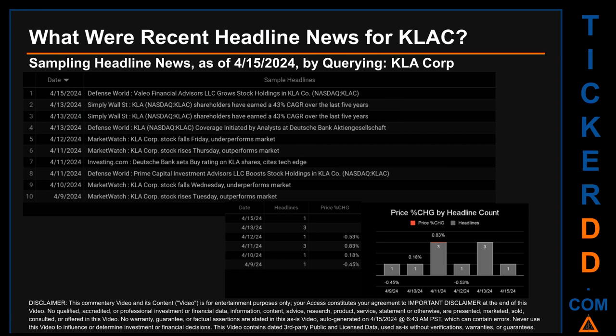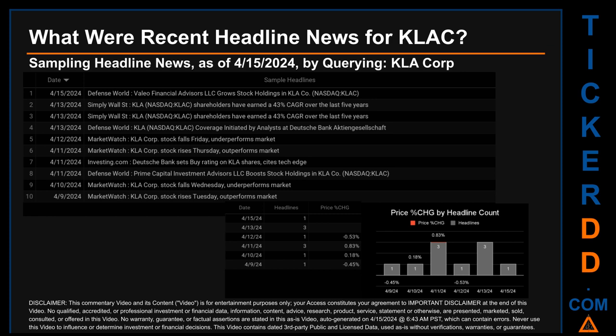Saturday, April 13, 2024 and Thursday, April 11, 2024 had the most headlines. They each had 3 discovered headlines. On Saturday, April 13, 2024, first, Defense World published the headline that read, KLA, NASDAQ: KLAC. Coverage initiated by analysts at Deutsche Bank Aktiengesellschaft.